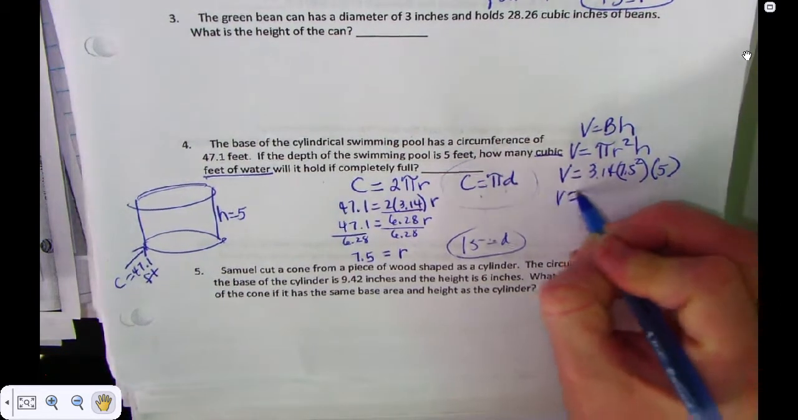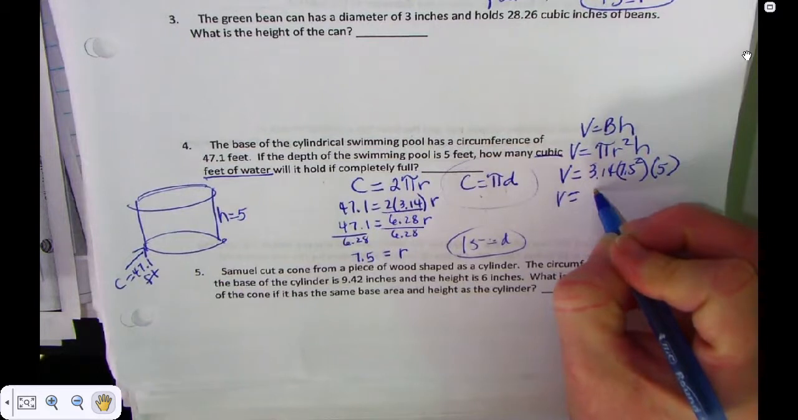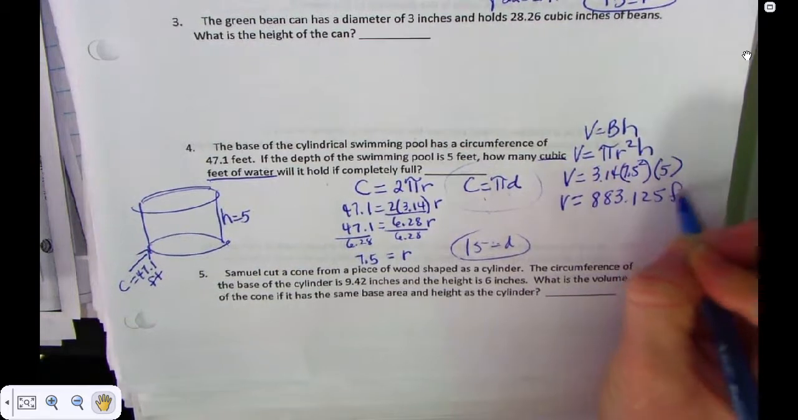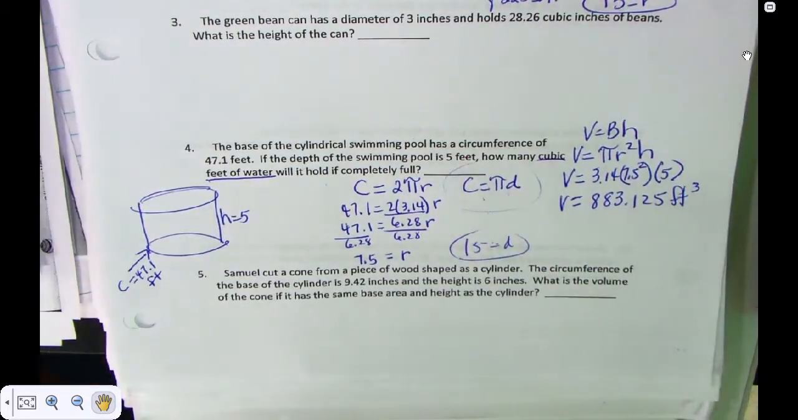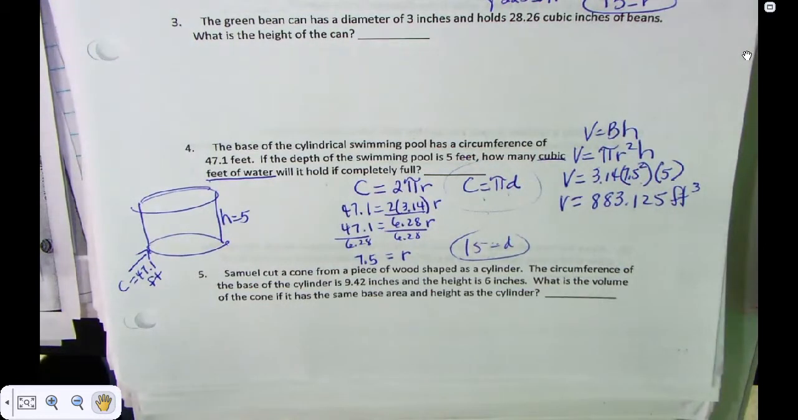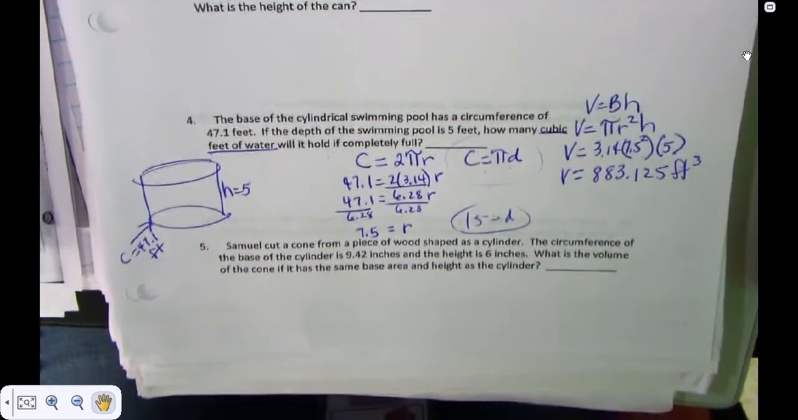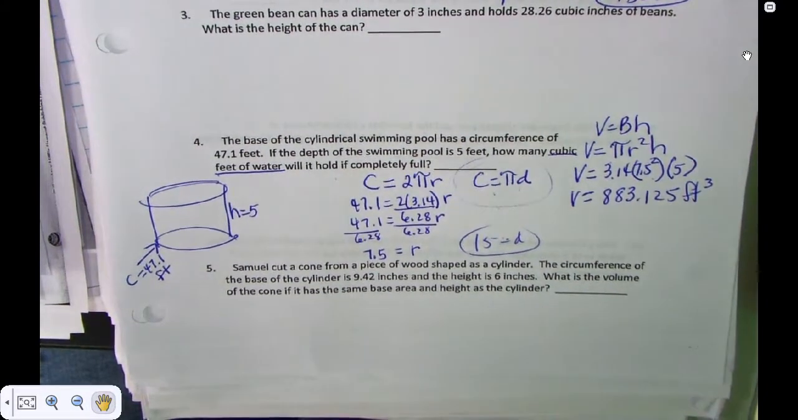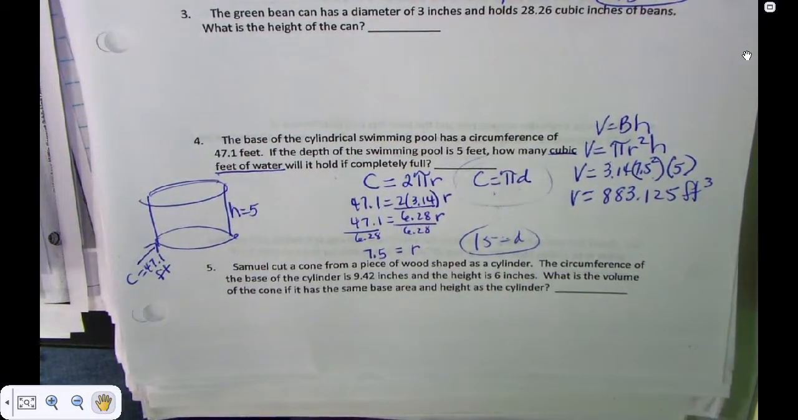Okay, so what'd you get? 883.1. That's what I got. Well, it doesn't say anything about rounding, so let's just leave it like it is. Now, if that's not one of your answer choices, then you think, oh, I might need to round. But let's just leave it like that for right now. Okay, does everybody see how we got that?